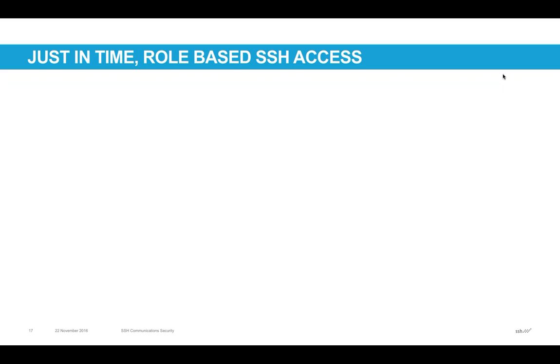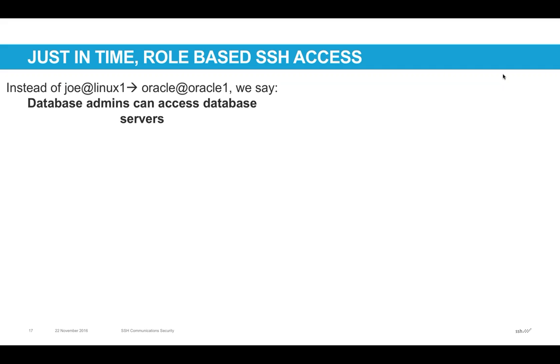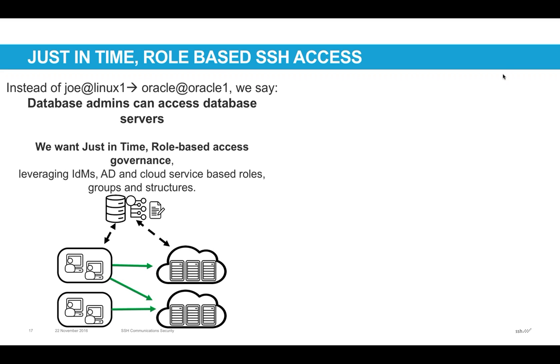And this leads us into just-in-time role-based SSH access. If you remember at the beginning of the presentation, the example of an SSH key-based trust was Joe from Linux One machine is able to access the Oracle account on the Oracle One server. Instead of this, with just-in-time role-based SSH access, we say database admins can access database servers. So instead of dealing with individual users and accounts and individual servers, we deal with the roles of database admins and the roles of database servers. What the market needs is just-in-time role-based access governance, where we can leverage the existing customers' identity management tools, Active Directories, cloud service provisioning, groups, and structures.